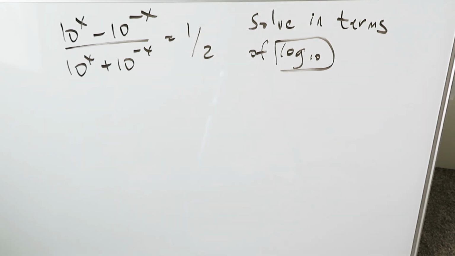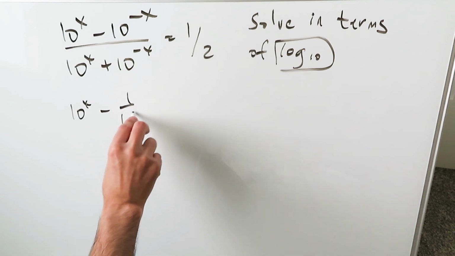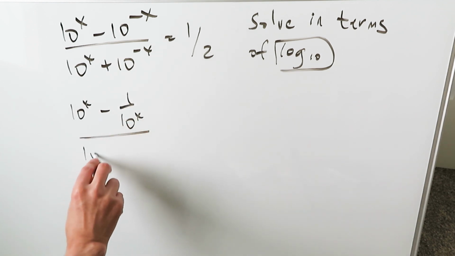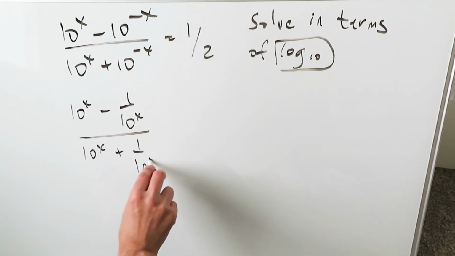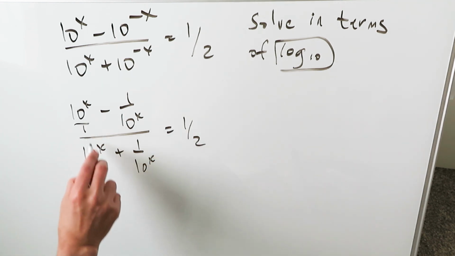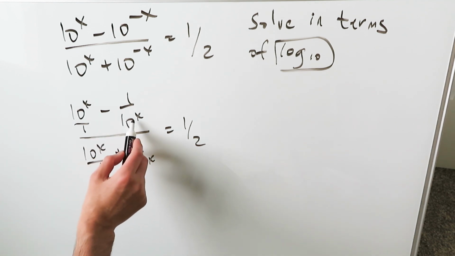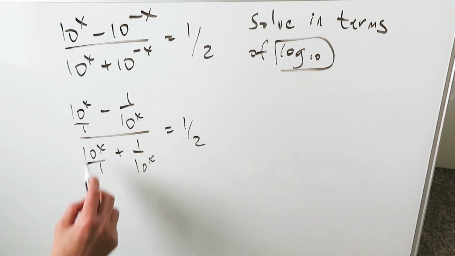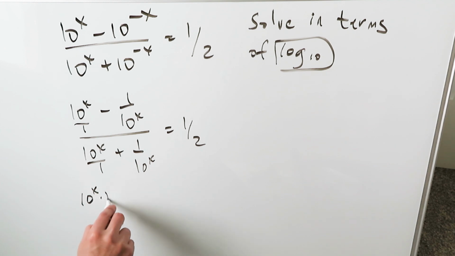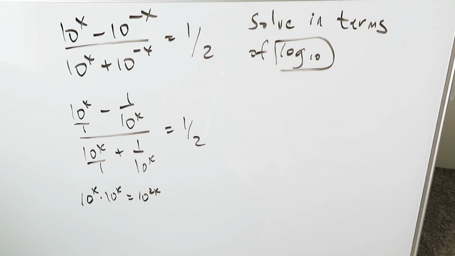What you can do here as a start is get rid of those negative exponents. A negative exponent implies a reciprocal. Look here in the numerator, you have 10^x minus 1 over 10^x, divided by the denominator 10^x plus 1 over 10^x, is equal to 1/2. You have fractions over here that you can compute. Common denominator: 1 goes in 10^x the same number of times, multiplied with the numerator. You'll have 10^x times 10^x, which you know by laws of exponents is 10^(2x). So keep that in mind.